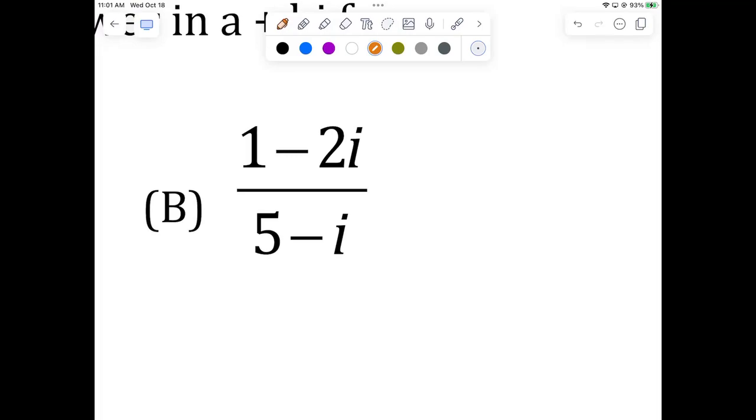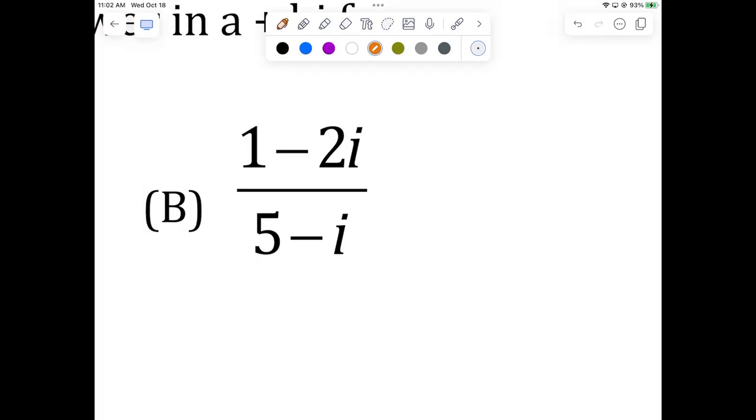The conjugate. How do we get the conjugate? Is it the same as the bottom? The conjugate does what with the middle sign? Changes it. So the conjugate of 5 minus i is 5 plus i. We changed the sign of the imaginary part. So you should be multiplying, at least at this step, by 5 plus i over 5 plus i. Everyone should be at that step now.